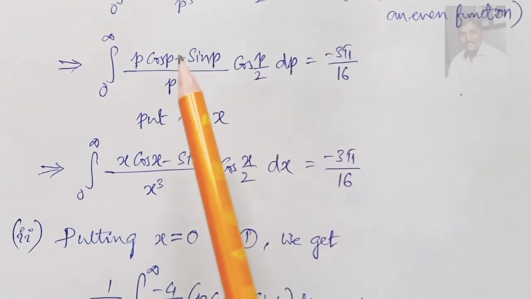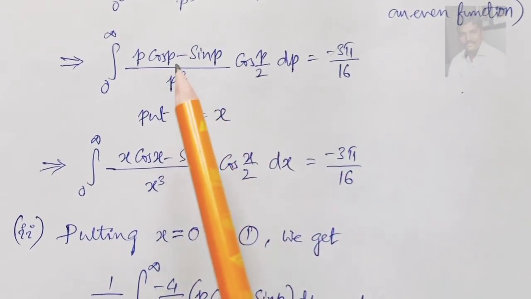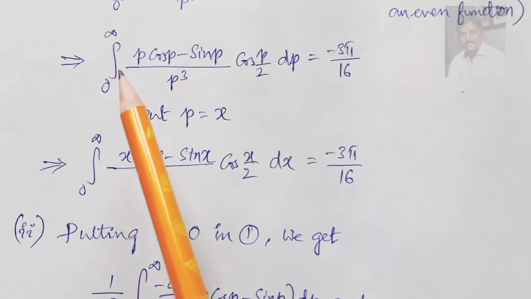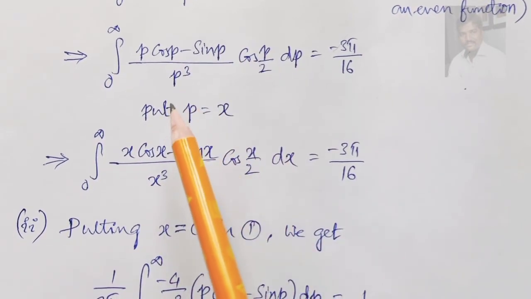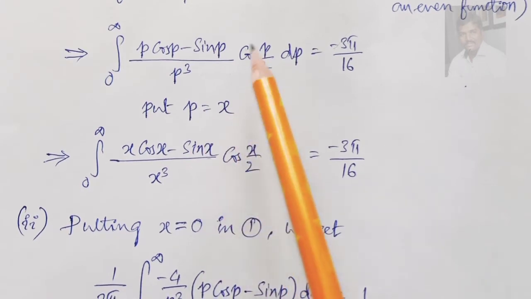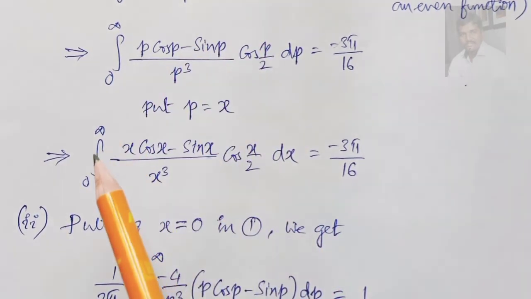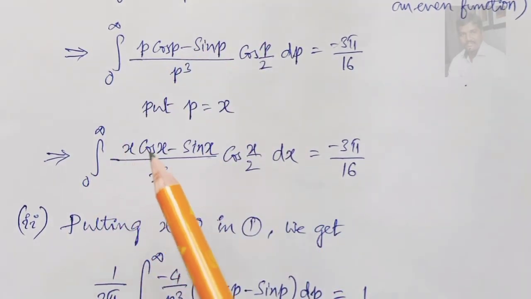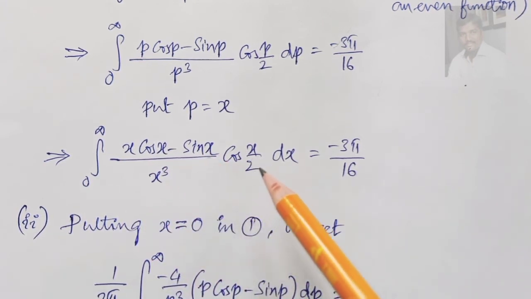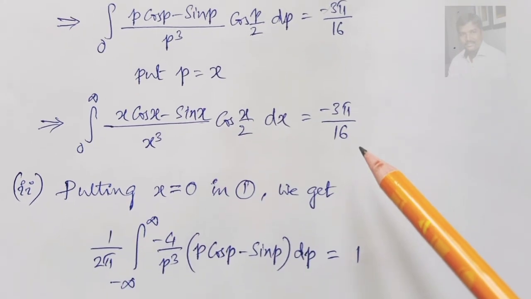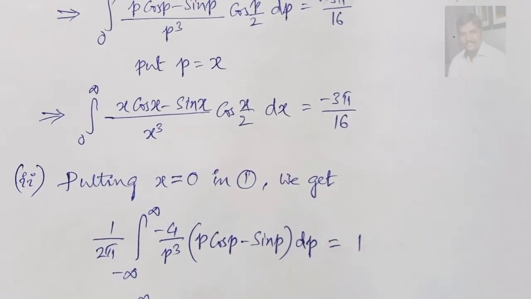Now since the given problem is asking in terms of x, and of course it is a definite integral, we can change these variables. So for that I am just putting p is equal to x in this. So integral 0 to infinity x cos x minus sin x by x cube into cos x by 2 dx is equal to minus 3 pi by 16. This is the first evaluation asked to prove.